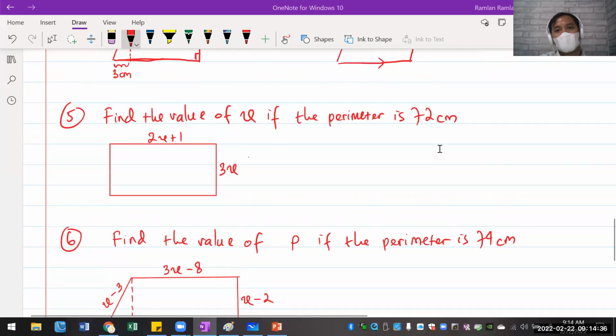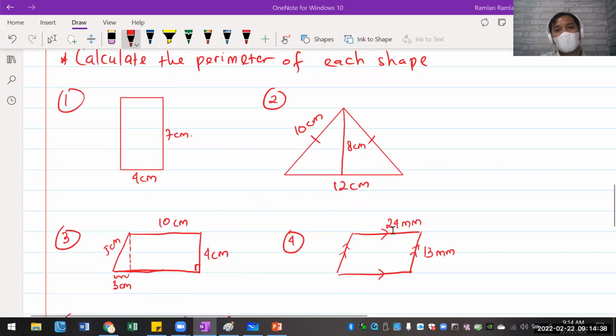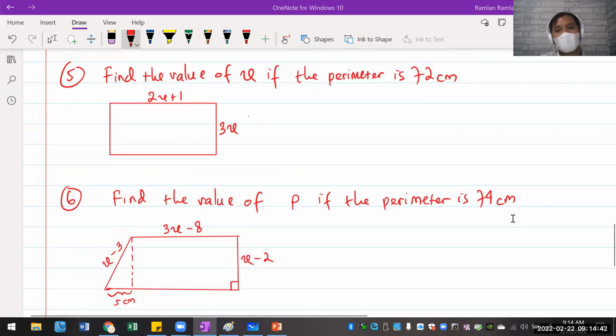Okay, so I'm going to go back here, guys. We have four questions in here. For calculating the perimeter, it's quite easy. Just add all the sides. And these two questions involve algebra. I will give you around 10 minutes. If you can do it, just do it. If you still have questions, you can ask me in here.